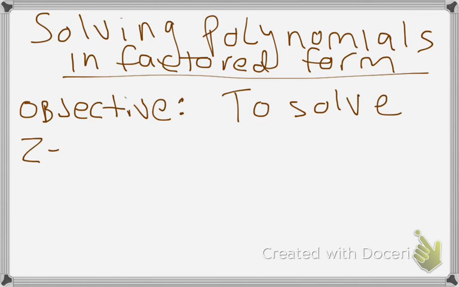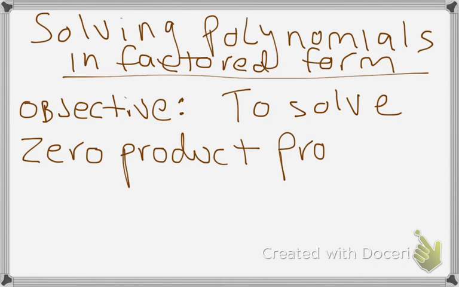One thing that you need to have in your notes is what the zero product property is. And it's the number which makes the binomial equal to 0.